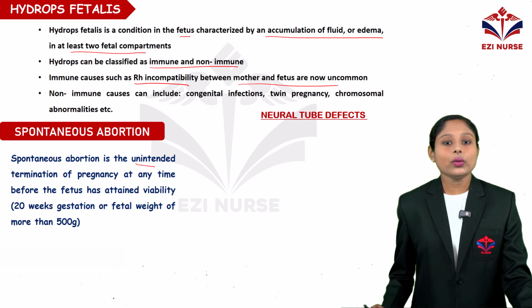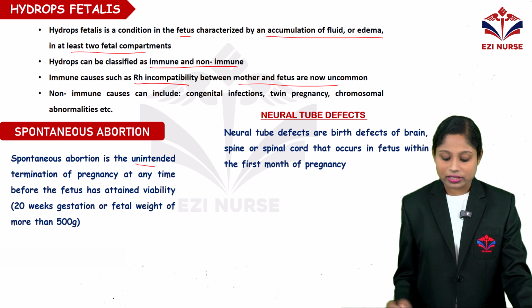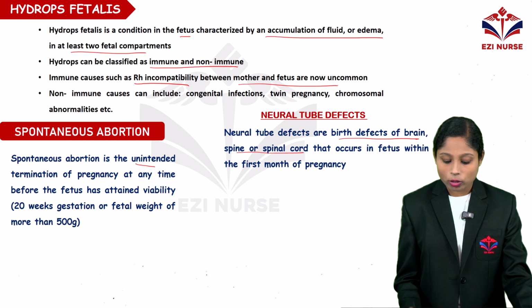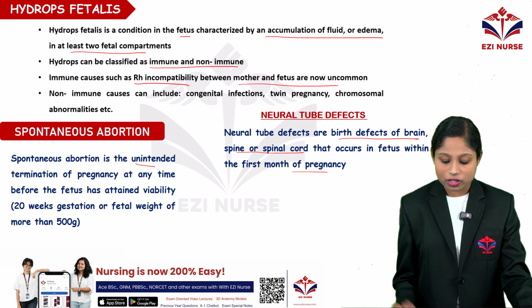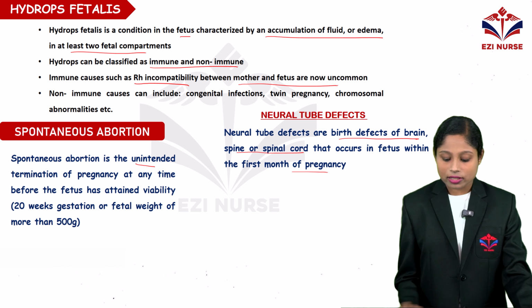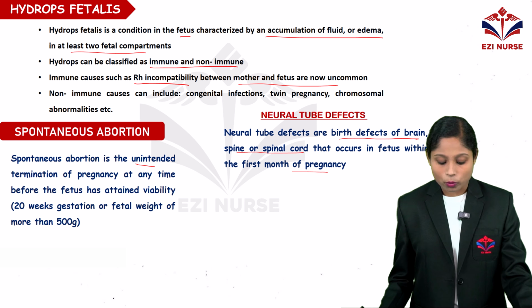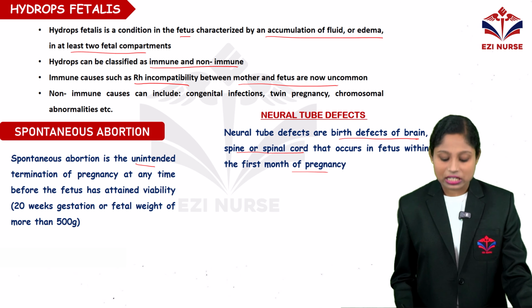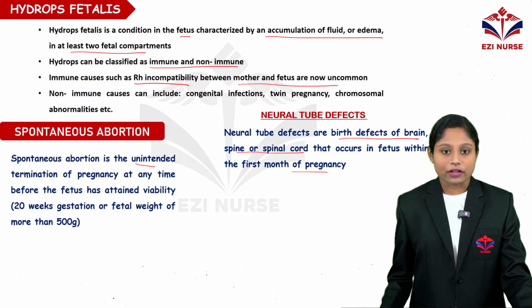Next one, neural tube defects. What are neural tube defects? They are birth defects of the brain, spine or spinal cord that occur in the fetus within the first month of pregnancy. So, in the first month of pregnancy, we detect that there is a defect in the brain or spinal cord of the fetus. That is what are called neural tube defects.